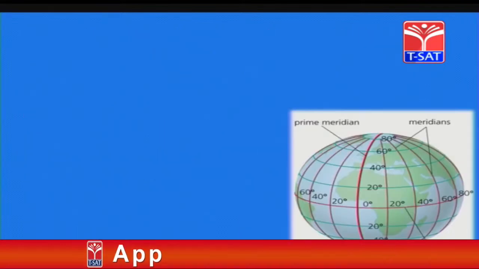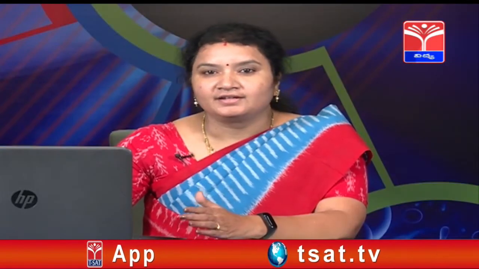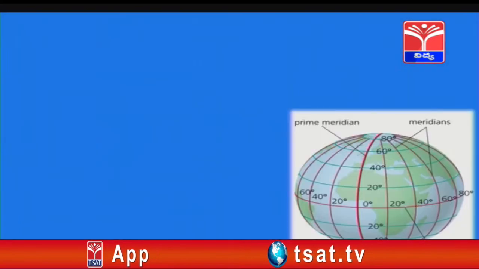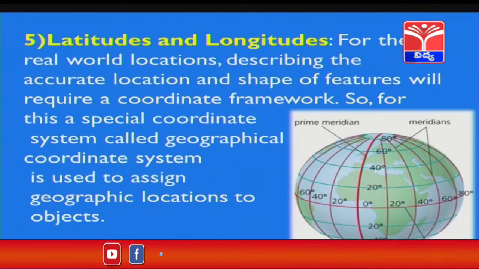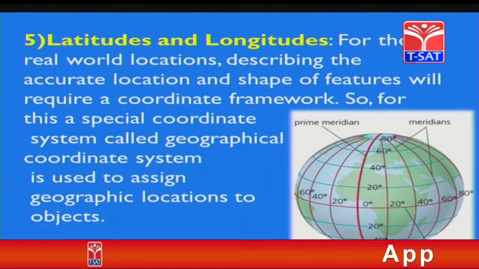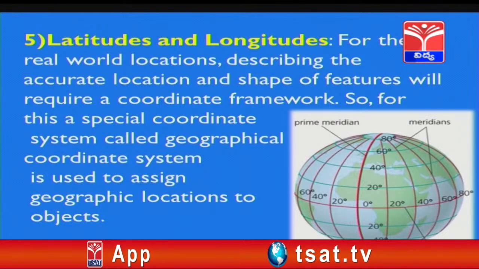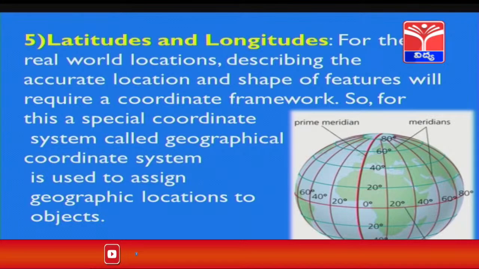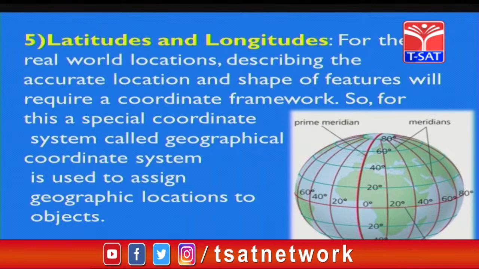I am sure children you all have identified the image there. You are very familiar with it in your social studies class. They are latitudes and longitudes. For the real world locations, describing the accurate location and shape of features will require a coordinate framework. So, for this a special coordinate system called geographical coordinate system is used to assign geographic locations to objects.